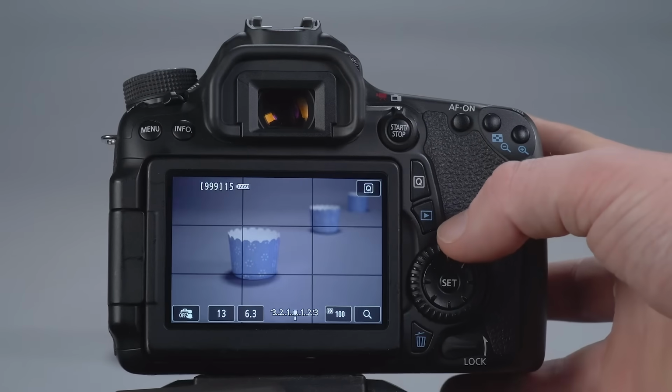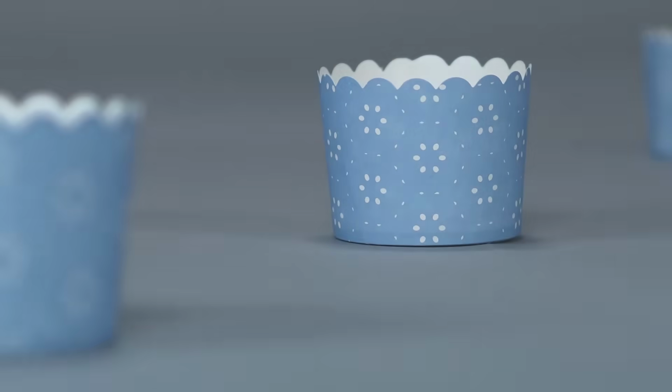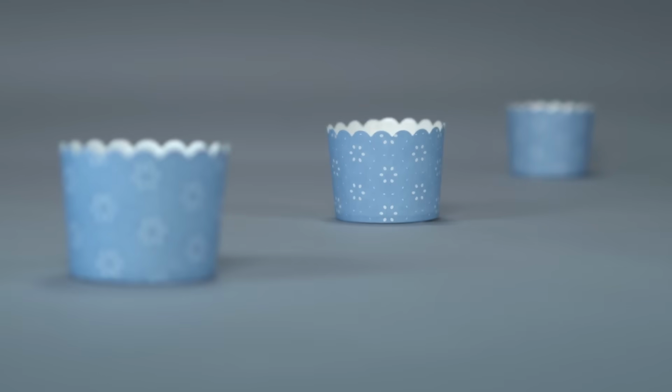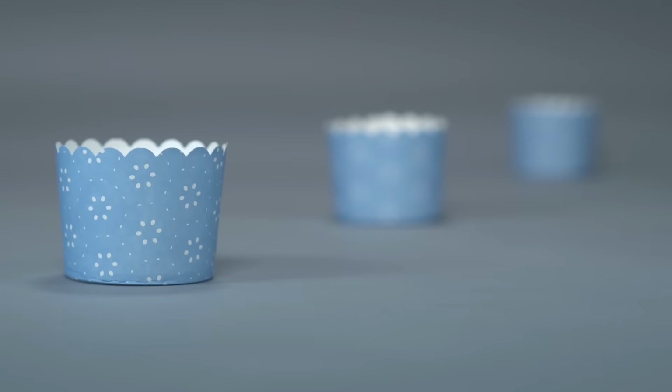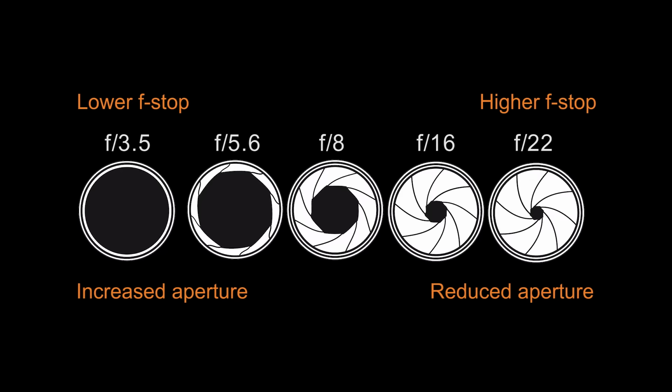So, we can see that aperture plays an important role in the amount of light in an image and the area that is in focus in an image. The rule to remember is the lower the f-stop, the brighter the image, and the shallower the depth of field, and the higher the f-stop, the darker the image, and the deeper the depth of field.